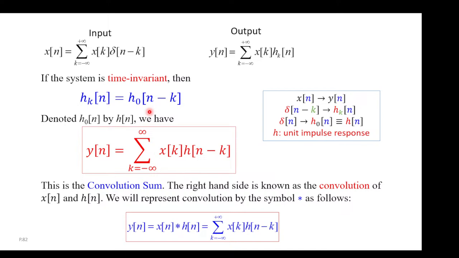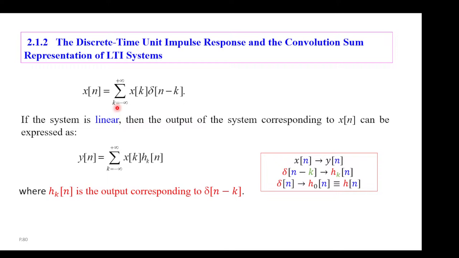Yeah, so our input is a linear combination of impulses, and the output should be the corresponding linear combination. So the output is the same x of k, the same summation over k from minus infinity to plus infinity, and then the system's response to delta of n minus k.